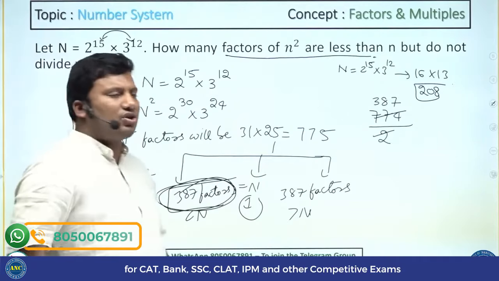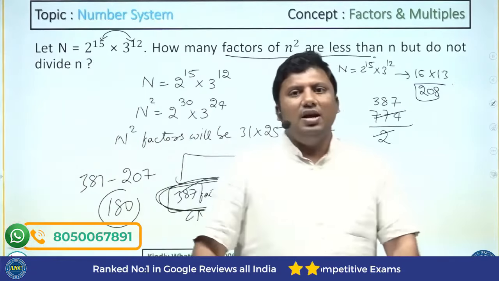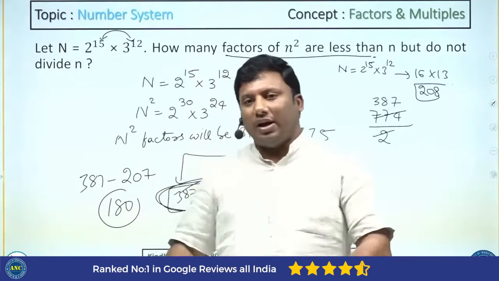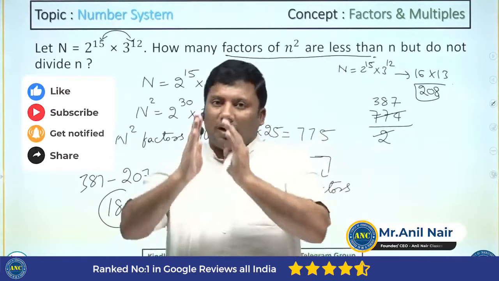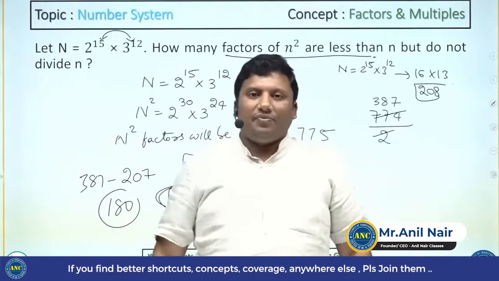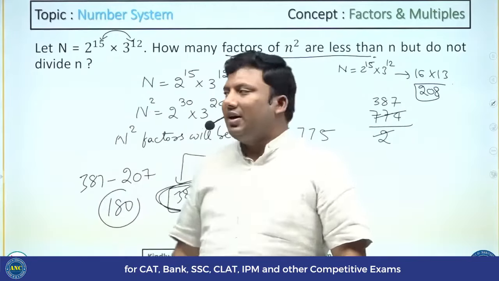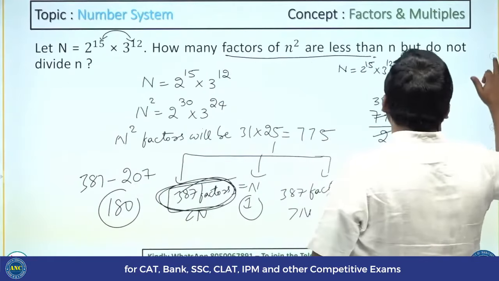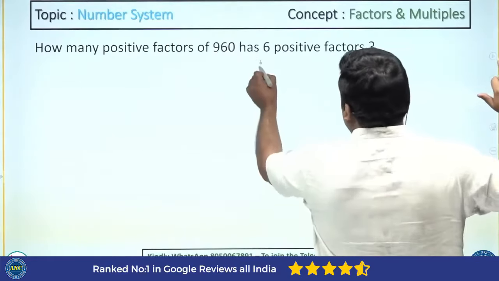Just by looking at the question itself, you will get this answer. N square is a perfect square. A perfect square has an odd number of factors. One will be equivalent to n. Less than n, k factors; greater than n, k factors.